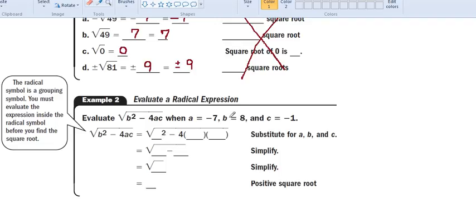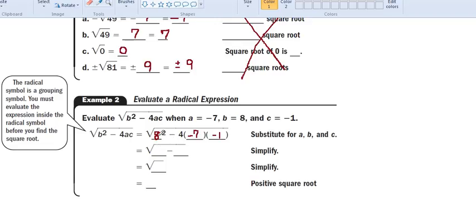b is 8. So right where the b squared is, we need to write 8 squared. Then it says minus 4ac. Now a is -7, and c is -1. Here's what's important here. By the way, this b squared minus 4ac is not just made up. It's going to come back actually later in this chapter. But what's really important is that you follow order of operations and really watch negatives.